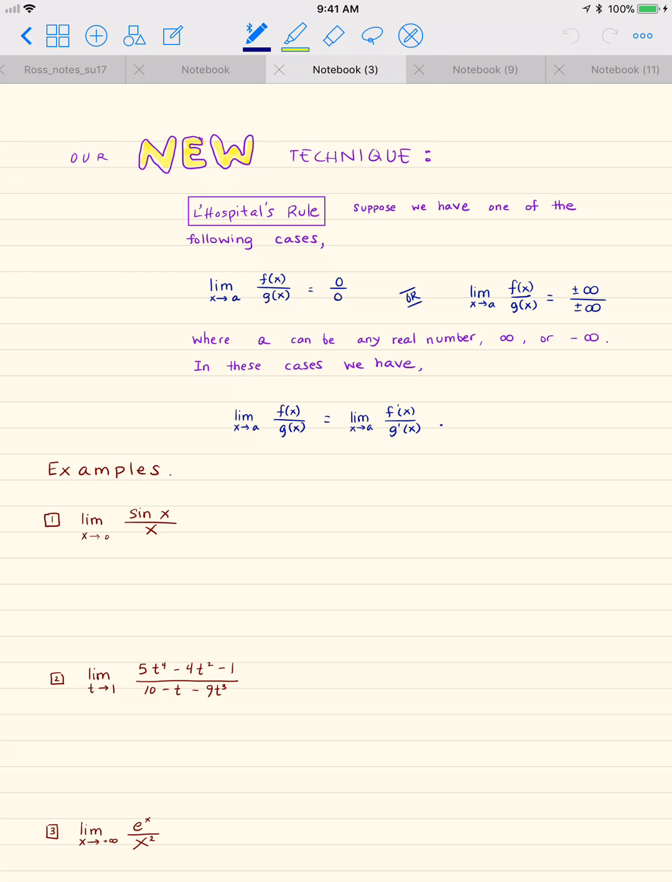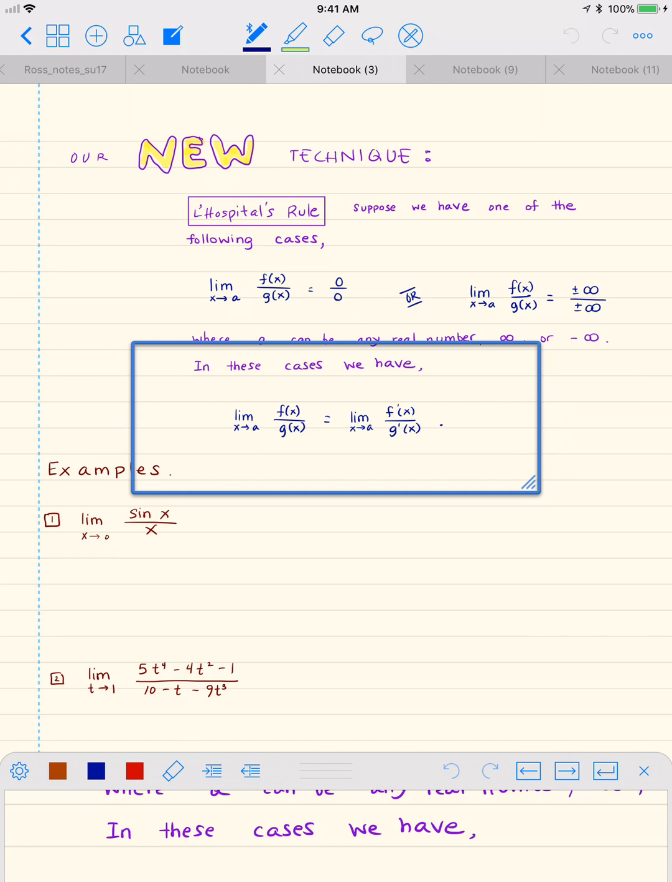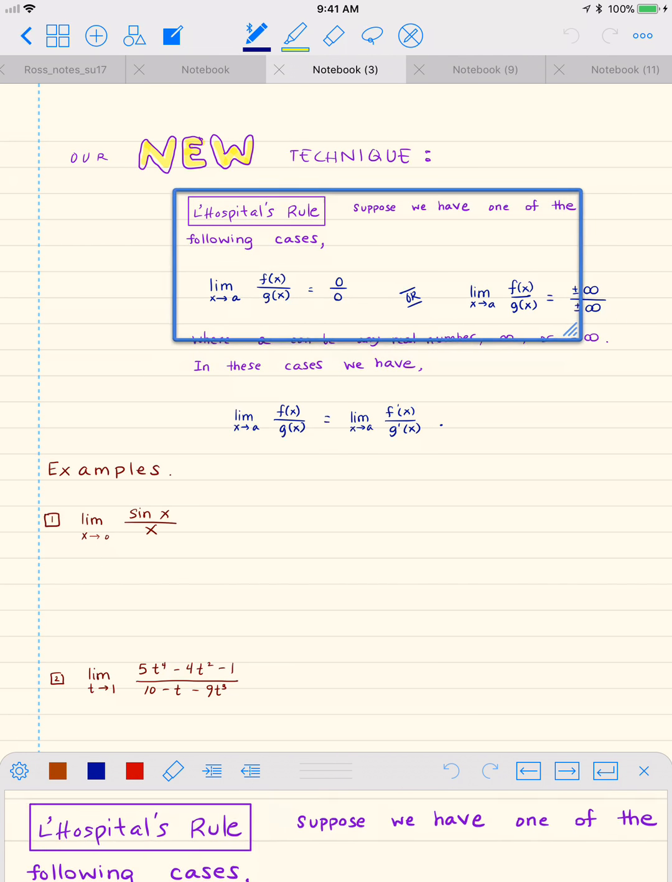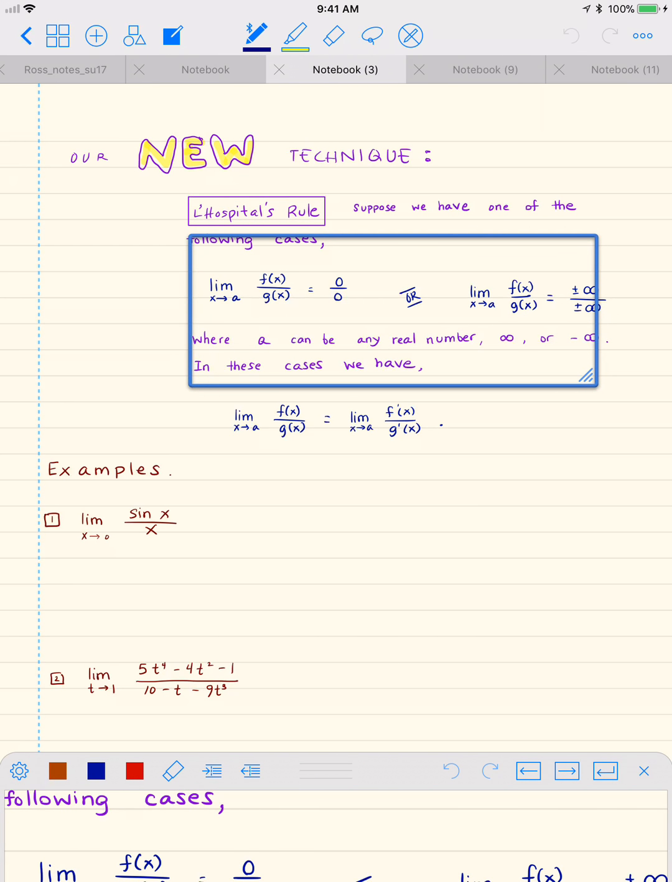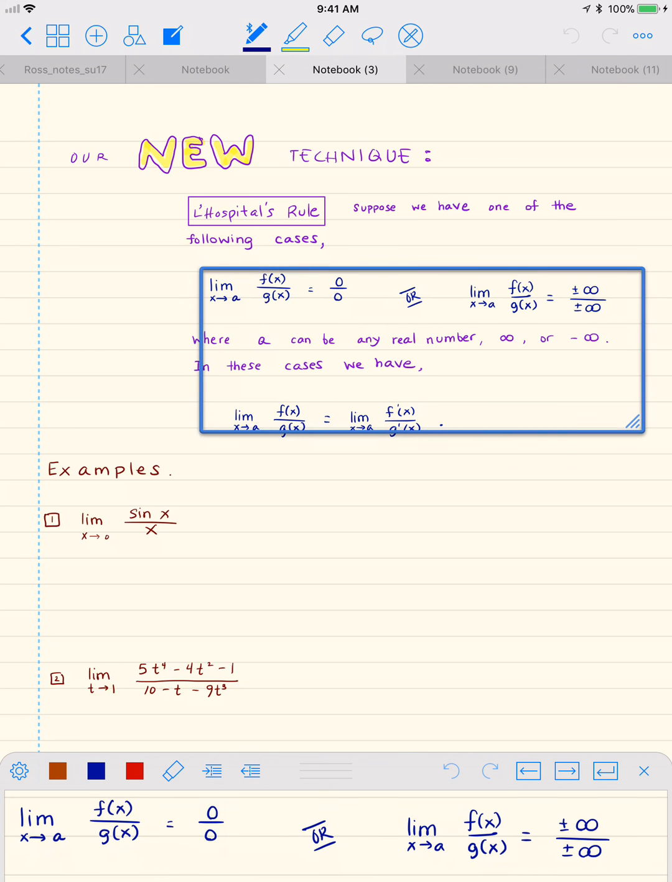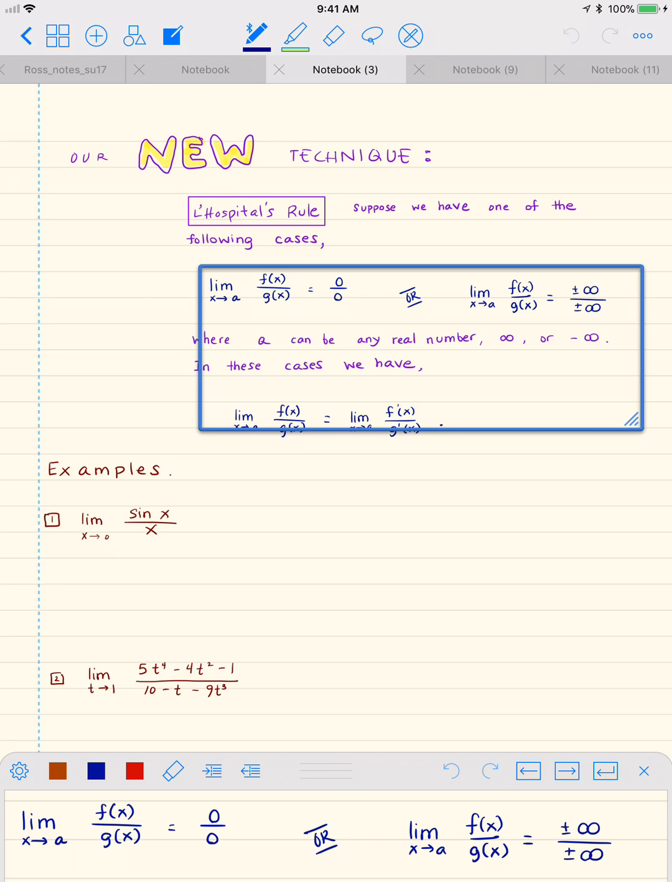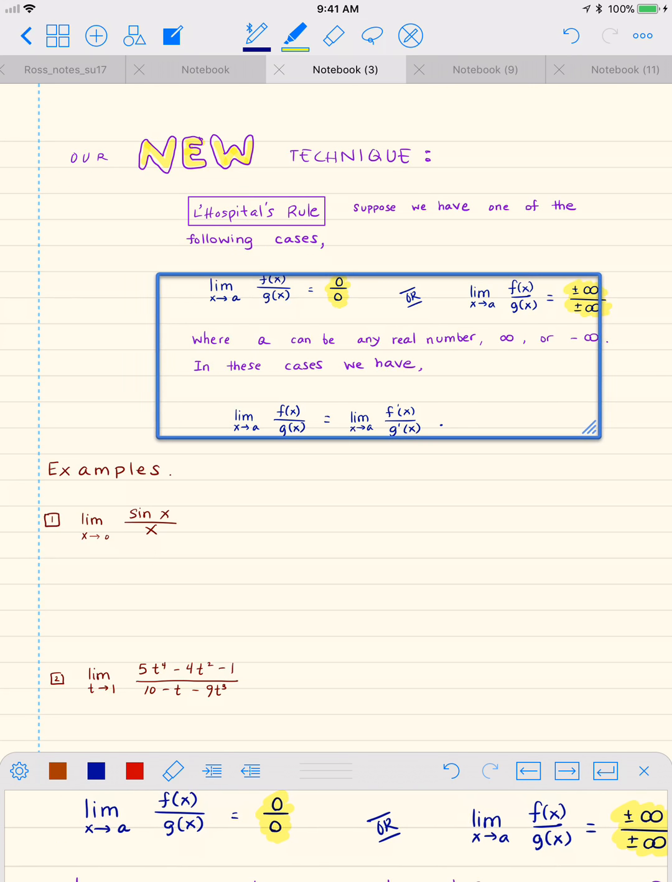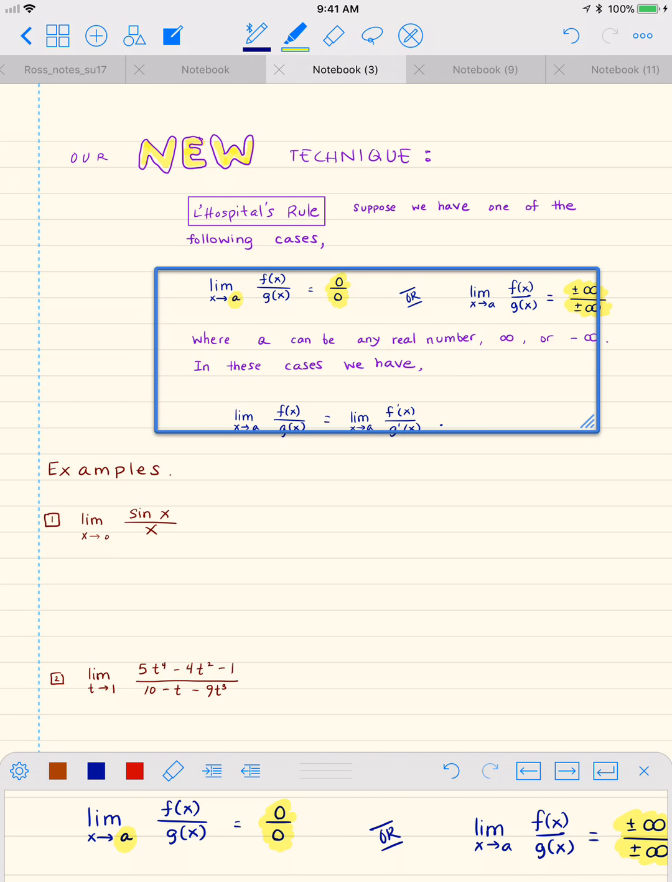We now have a new technique. That's the point of this video, is to introduce a new technique, which is, now that we know how to take derivatives, we can apply L'Hopital's rule. So here's the situation with L'Hopital's rule. If you're taking the limit, and you get an indeterminate form, 0 over 0, or some combination of plus infinity over minus infinity, then, and this is a limit as x approaches a.